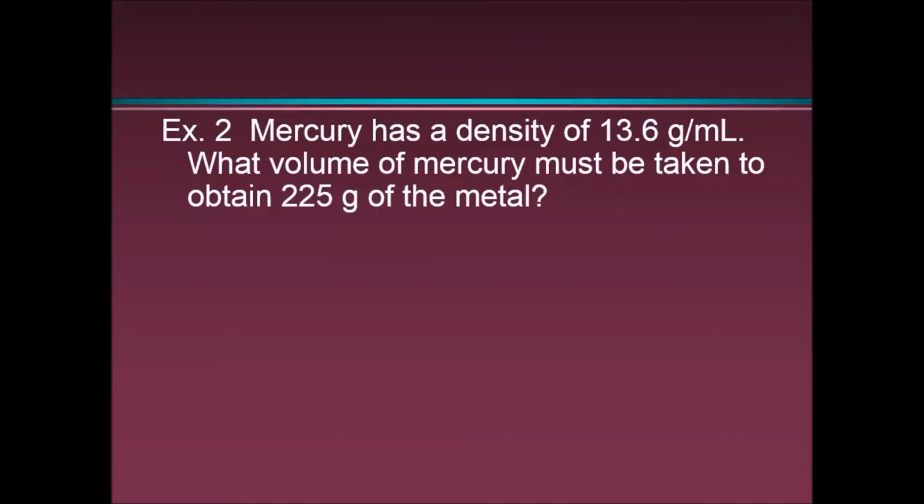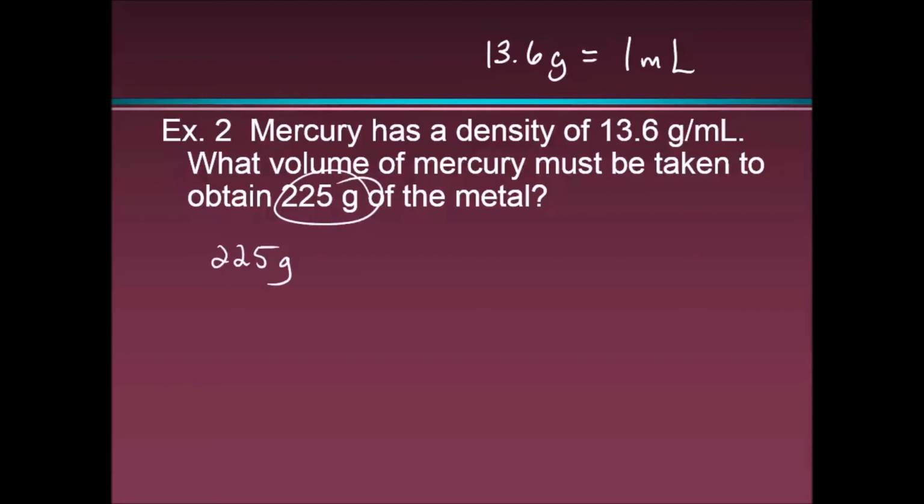Mercury has a density of 13.6 grams per milliliter. What did they just tell you? That's right. Density is something awesome. It's like something you could put in your back pocket and use later. You never use density now; it's something to be used later. Density is like having this on your best friend's butt: 13.6 grams equals 1 milliliter. That's what they're saying to you if they give you density. Never start with density. What volume of mercury must be taken to obtain 225 grams?